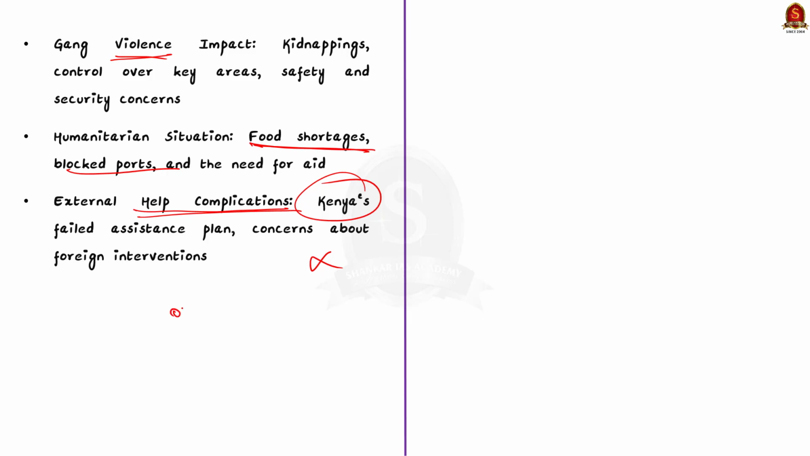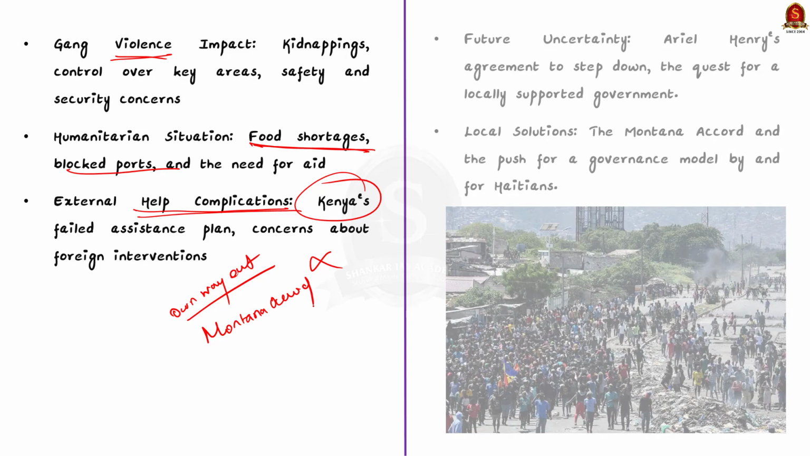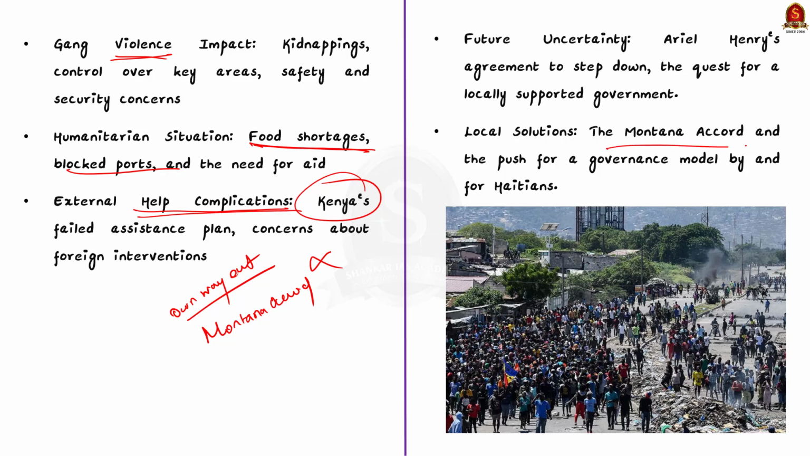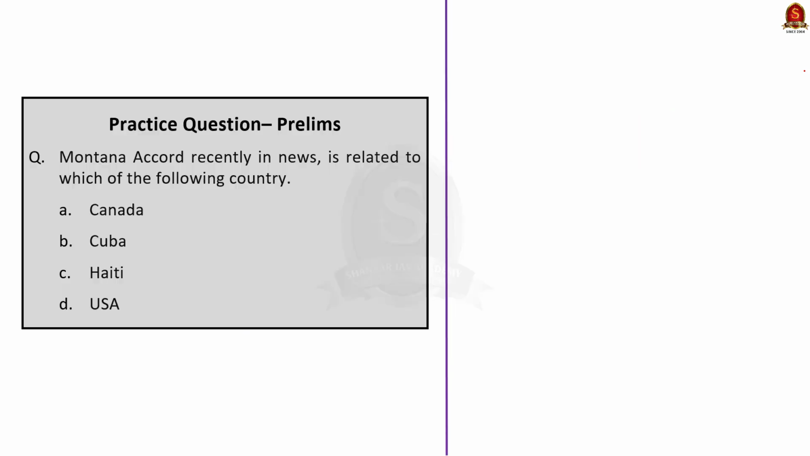A few years ago, a group in Haiti came up with a plan called the Montana Accord for a new government to help fix things, but it's been hard to make it happen. Overall, Haiti is in a really difficult situation, and finding a way out requires everyone to work together, focusing on what Haitians want and need. That's all about this article. With this, let us move on to the next news article.